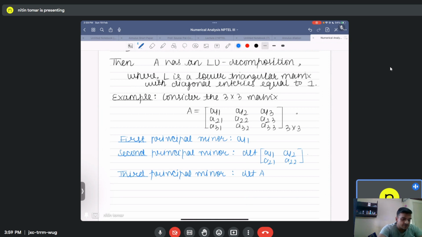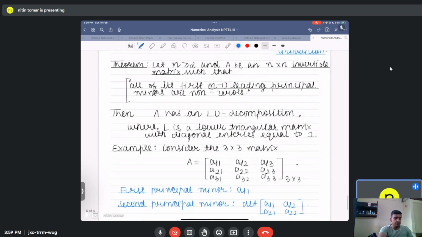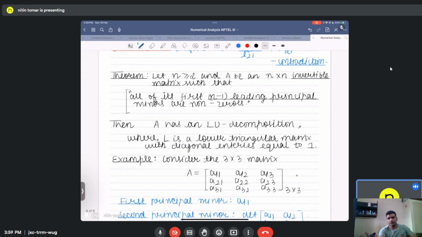Now what does this theorem say? Read the statement very peacefully. A is an n cross n invertible matrix such that all of its first n minus 1 leading principal minors are non-zero. Then A has an LU decomposition. See, if A is an invertible matrix, then the nth leading principal minor is also non-zero, correct?